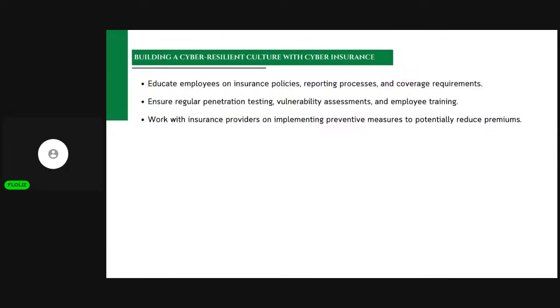Now, when you want to build a cybersecurity team that is resilient, education should be key. You need to train all employees on the insurance policy, what it covers, what it doesn't cover, and what the reporting procedures and the requirements of the coverage are. You also need to ensure that when there is a need to carry out vulnerability and penetration tests, they are conducted. And if the insurance company has added services, ensure that you take advantage of those added services.